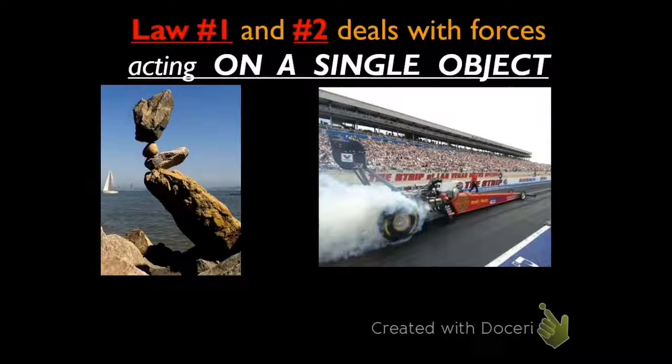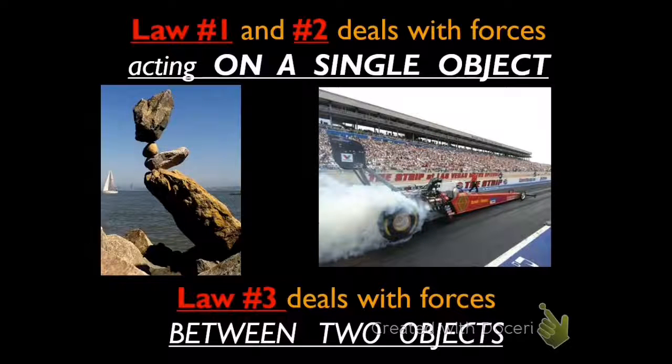Law 1 and 2 deal with forces acting on a single object. So for example, we might look at what forces are acting on this rock right here that allows it to balance, or what forces are acting on this car that allow it to accelerate. But Law 3 deals with forces acting between multiple objects. So now we're not just looking at this singular rock, we're saying how does this rock interact with this rock? Or how does this car interact with the road? And by looking at pairs of objects or multiple different forces at the same time, we start to have a deeper understanding of law number 3.